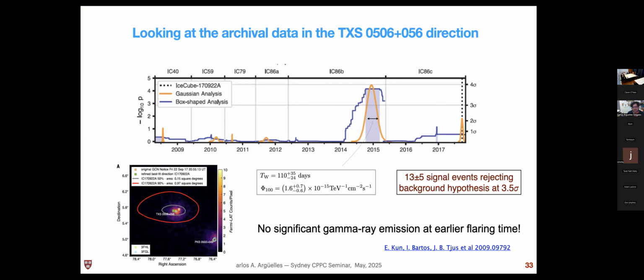You see that there are two types of analysis, but that's a technical detail. Let's focus on the orange Gaussian analysis. There are two spikes in this distribution, one of them in 2017, and then a larger one in 2015. 2017 is the one that has this gamma ray correlation, but when we investigate this direction, we find this larger flare in late 2014 that has about 30 neutrinos associated to it. However, this larger flare was actually not seen in gamma rays at the time of this larger emission.